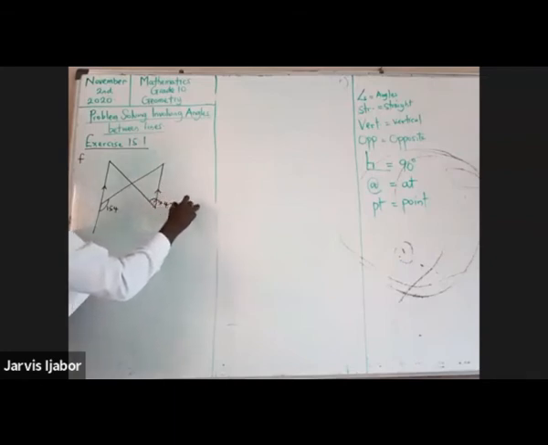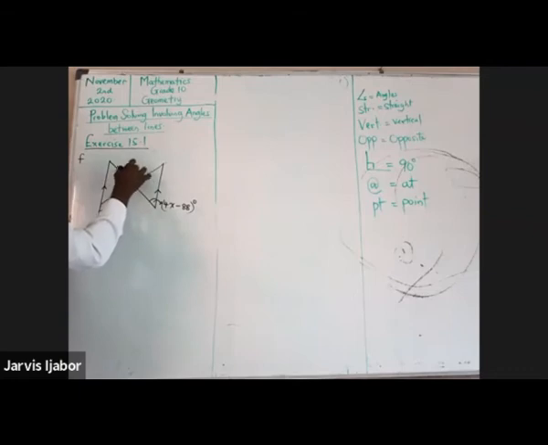4x minus 88. This is 154 degrees. This angle here is y. This angle here is 2x minus 20. I think that's about all. There's an angle here that is z. So you are required to find the angles.